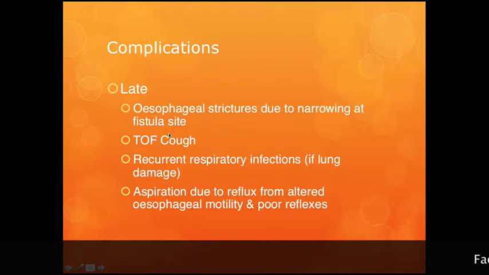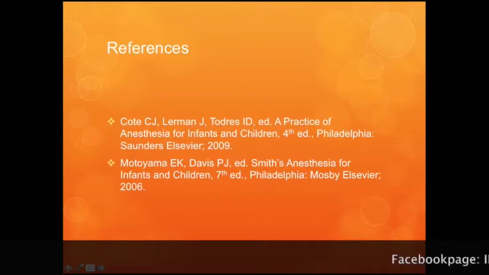There's this thing called TOF cough, tracheoesophageal fistula cough. Whether they get a bit of ongoing aspiration or whether it's due to a bit of abnormal trachea, I don't think people know exactly, but these kids often have an ongoing cough, particularly in the toddler age group. They can get recurrent respiratory tract infections if they've had pre-existing lung damage when they had the fistula, and they are at high risk of gastroesophageal reflux disease due to abnormal motility and poor reflexes.